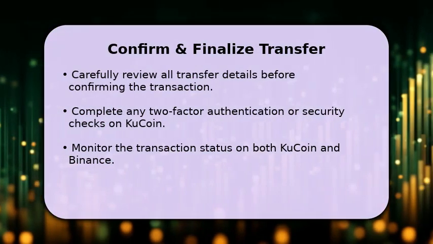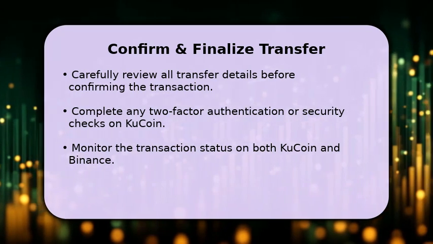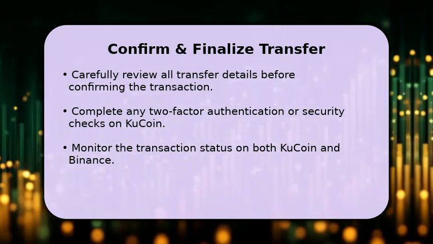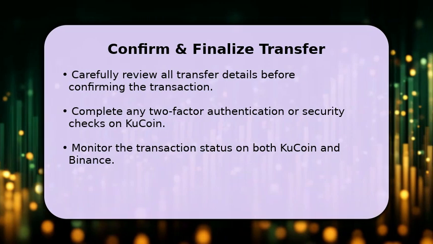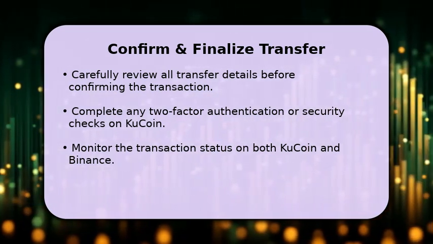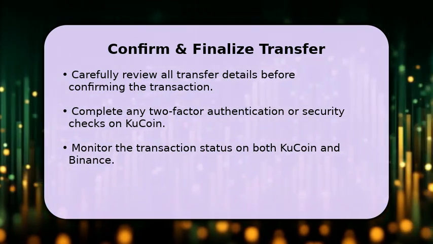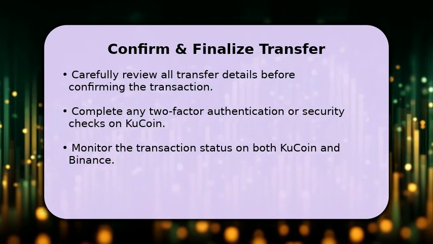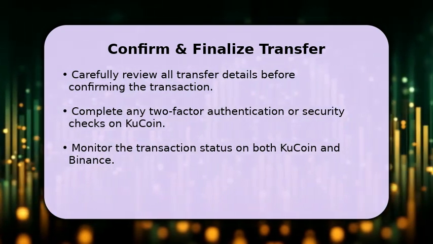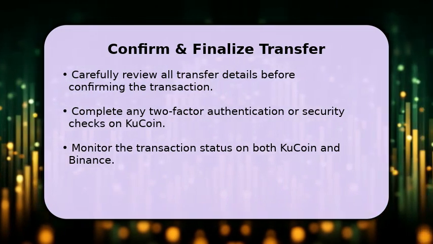Finally, double-check every detail of your transfer, including the address and network, to prevent any errors. Complete the necessary security verifications, like two-factor authentication, on KuCoin. Once confirmed, the transaction will be processed. You can monitor its status on both platforms. Most transfers typically complete within 5 to 30 minutes, and your funds will soon appear in your Binance wallet.